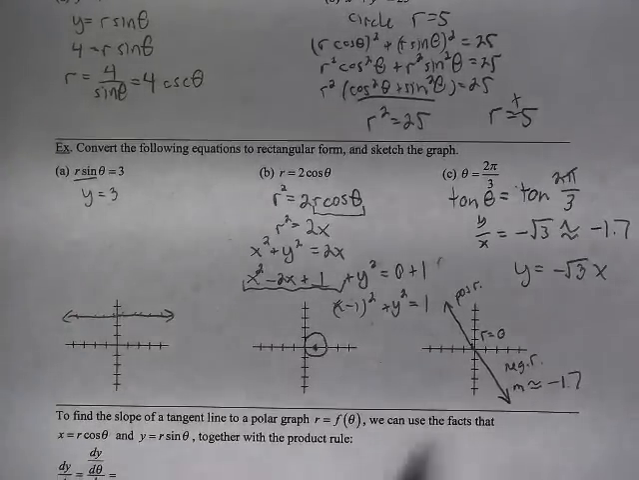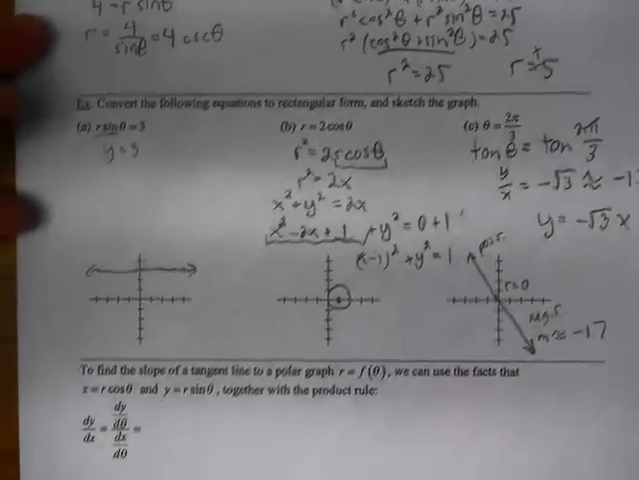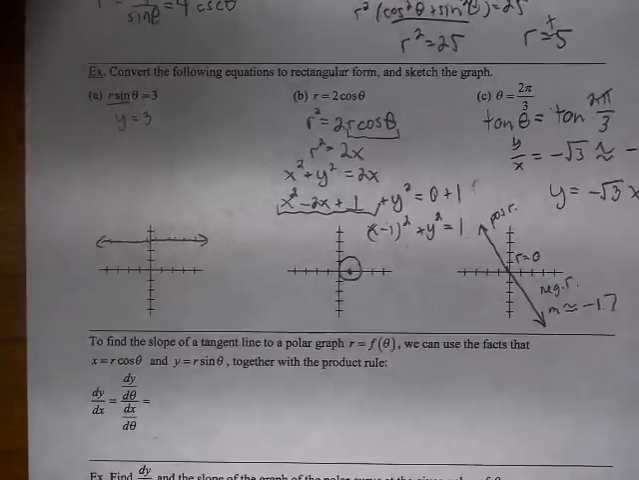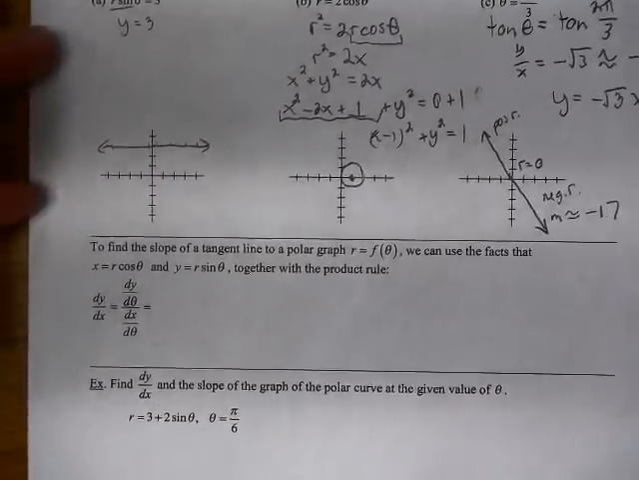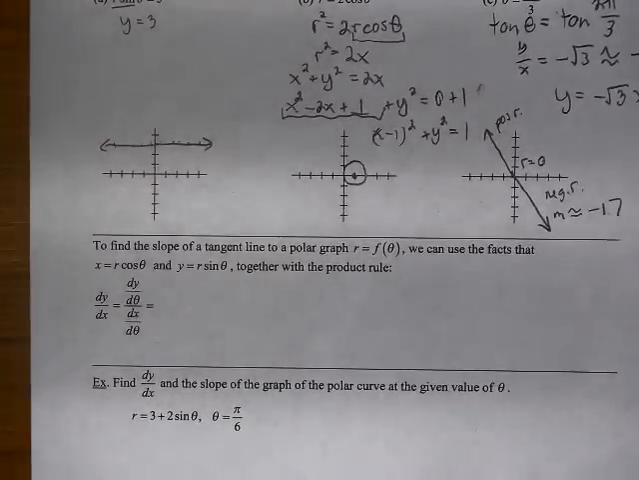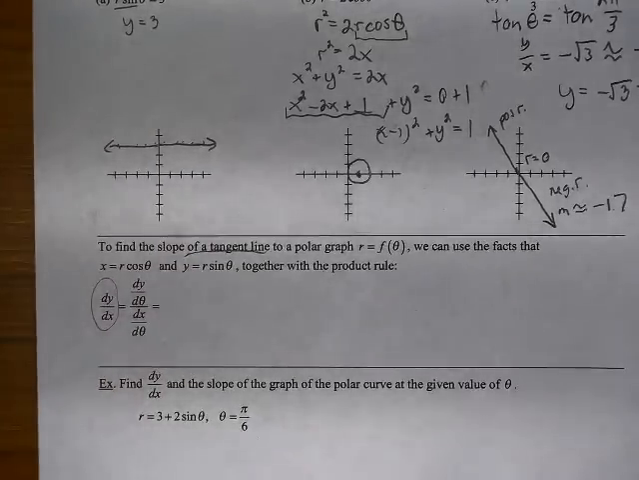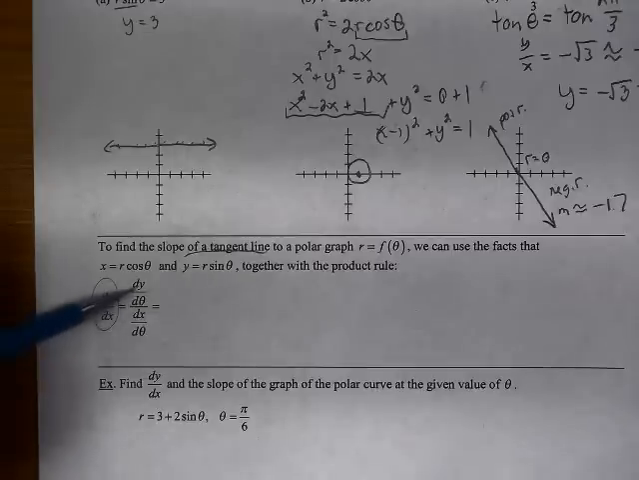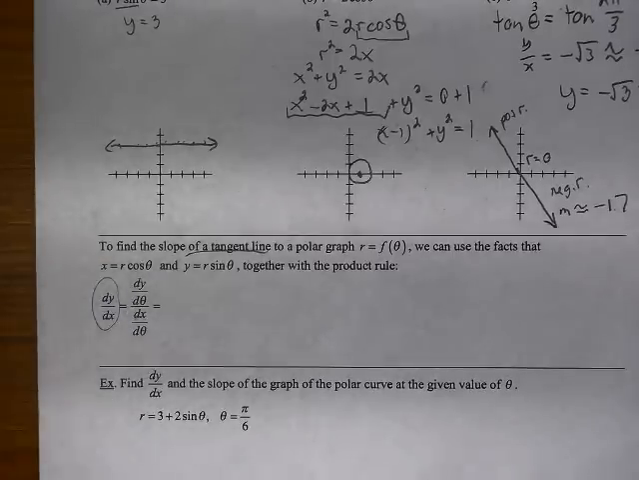All right, so again, we'll look at more of these graphing in polar form in the subsequent video, but for now we're going to take a little detour into some calculus. We're going to talk about the slope of the tangent line to a polar graph. The slope of the tangent line is still dy/dx, and dy/dx we're going to get by taking dy/d theta over dx/d theta.